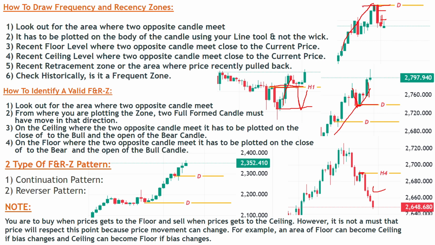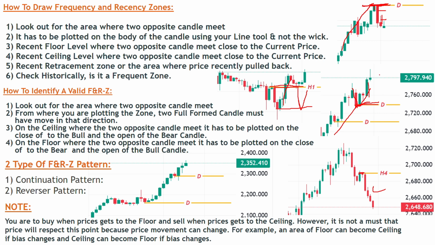How to know a valid one or how to plot a valid one. This is the close of the bullish candle, and this is the open of the bearish candle. So on the body of these two candles, that is where you have to plot it. And this is the open of the bearish candle. This is the close of the bearish candle, which is to plot your floor. On the floor, this is the close of the bearish candle, and this is the open of the bullish candle. It has to be plotted on the body of these two opposite candles.